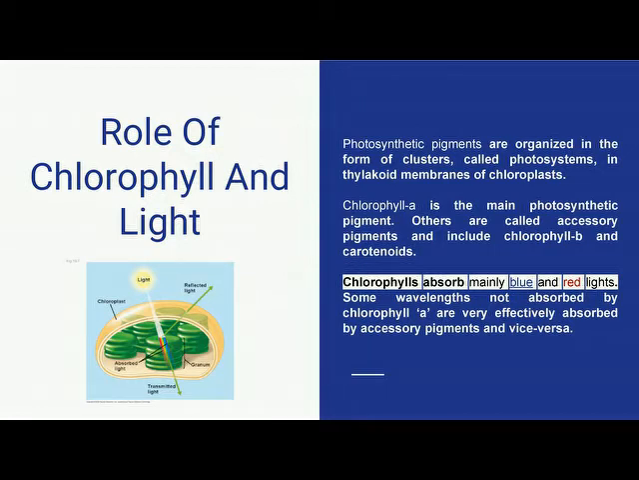If some wavelengths of red and blue light are not absorbed by chlorophyll A and B, they are very effectively absorbed by carotenoids and some other accessory pigments. And if some wavelength is not absorbed by accessory pigments and carotenoids, it is very effectively absorbed by chlorophylls.